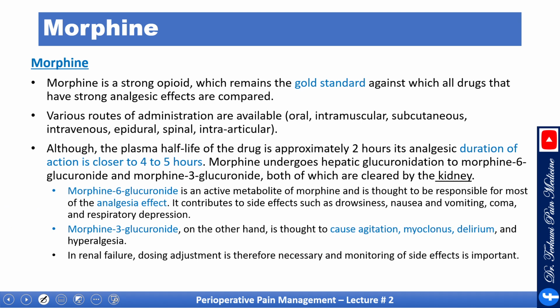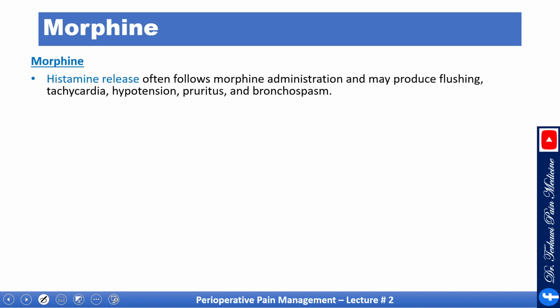Morphine-6-glucuronide is an active metabolite of morphine and is thought to be responsible for most of the analgesic effect. It contributes to side effects such as drowsiness, nausea, vomiting, coma, and respiratory depression, while morphine-3-glucuronide, on the other hand, is thought to cause agitation, myoclonus, and delirium, the side effects basically. In renal failure, dosing adjustment is therefore necessary, and monitoring of side effects is important.